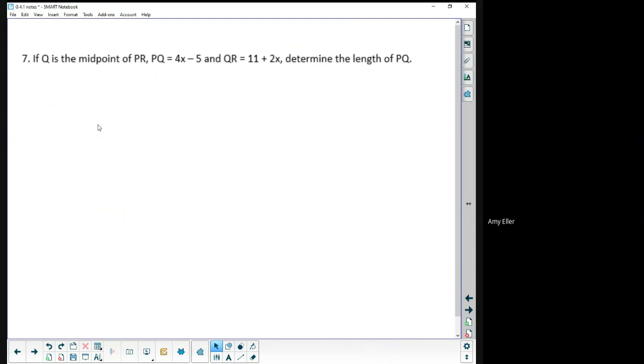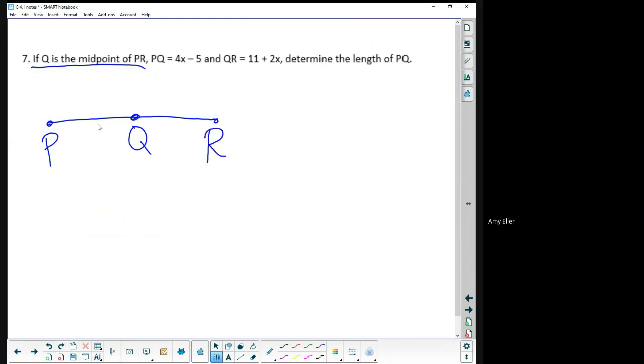Seven. We have a new word here. Q is the midpoint of PR. So you can no longer put Q wherever you want. You have to put it in the middle, the exact midpoint. Here's the way you show your reader it's the exact middle point.